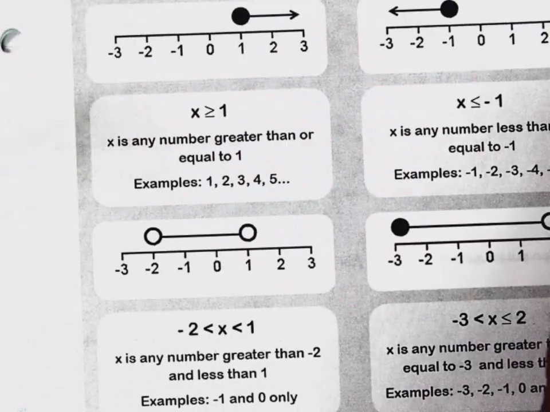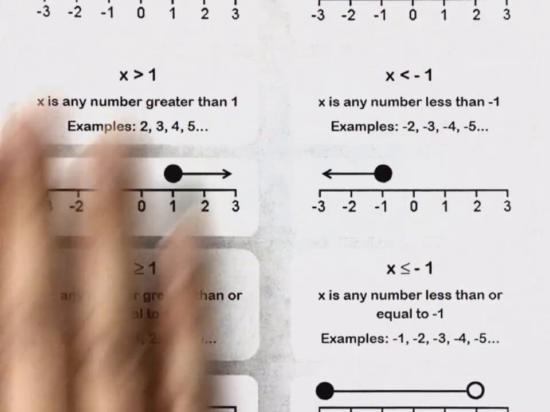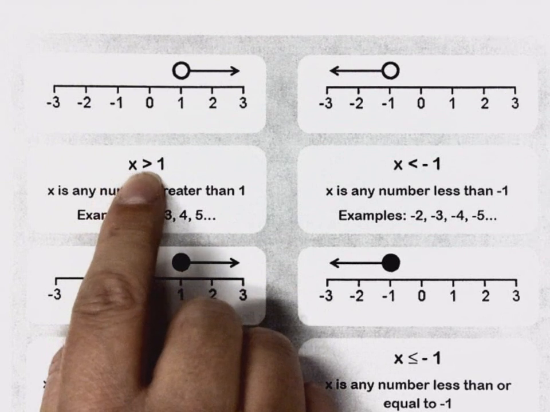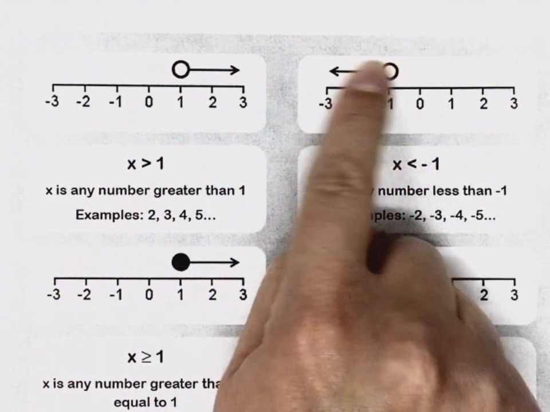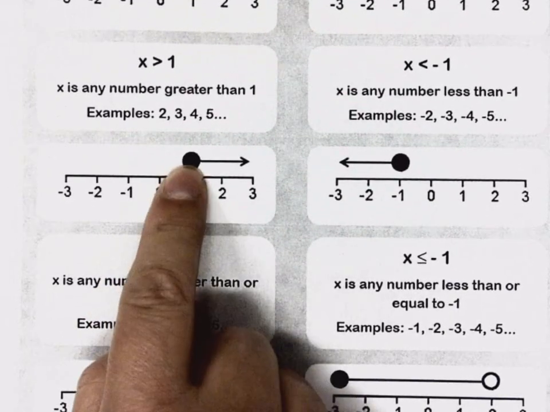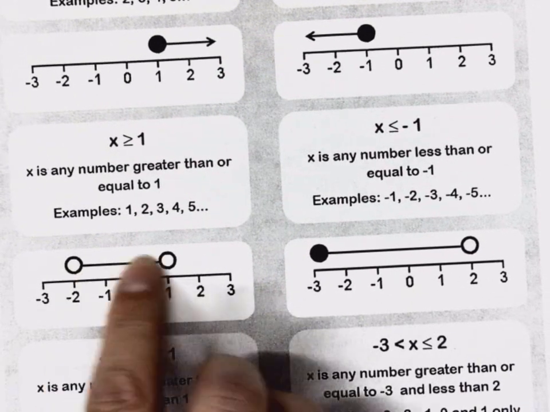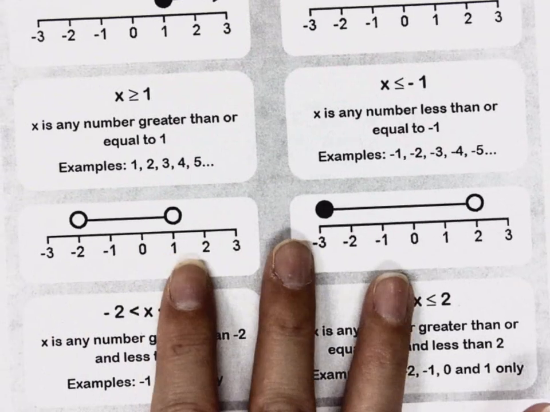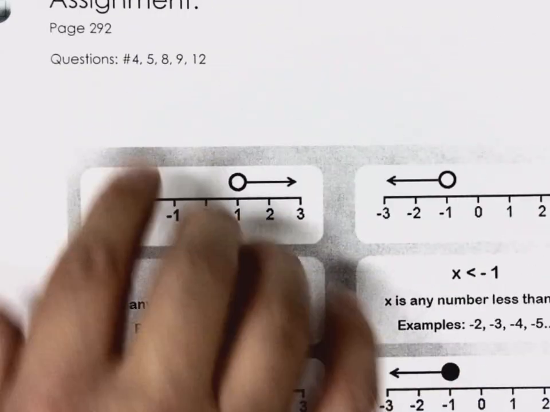All right, I put these, this is not part of the assignment, it's just kind of like a summary of everything that we did. If x is greater than 1, my numbers are going to go to the right. If it's less than -1, they're going to go to the left. If it has the equal to sign, I'm going to have a closed circle. If I'm going in between two numbers, I'll have open and closed circles on the end. We're going to get here, but maybe not today. And then this is your assignment for today.